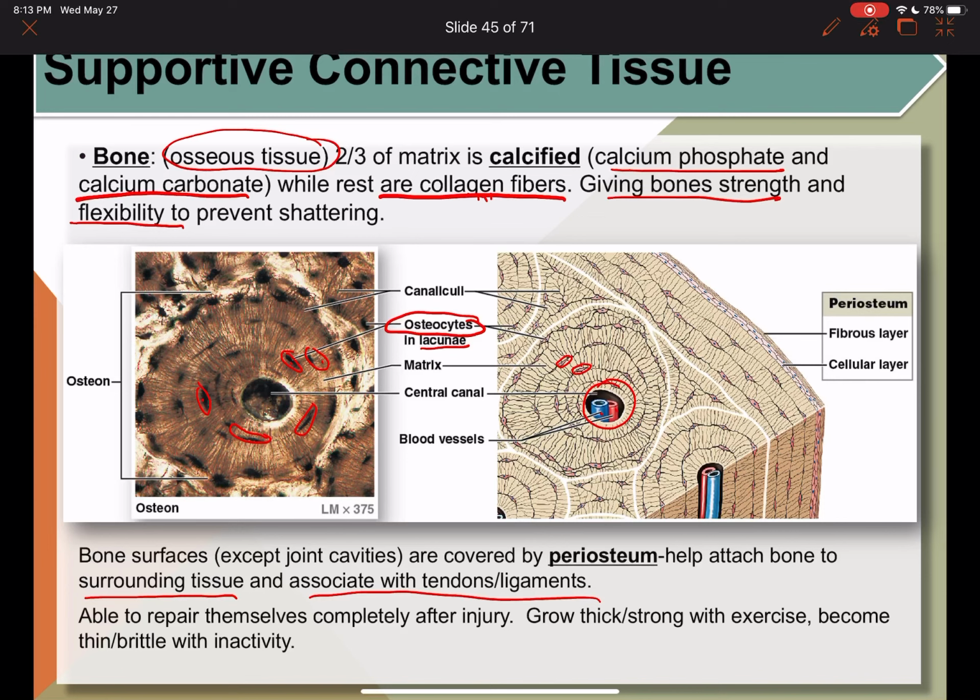Bones also will grow thick and strong with exercise, but if you don't move them around a lot, they will become thin and brittle. That's why astronauts working in the space station in outer space still have to exercise on bicycles to work their muscles. Otherwise, when they come back to Earth and are no longer floating around in space, they have to use their muscles to walk. Their muscles could have atrophied so much that they have difficulty walking.